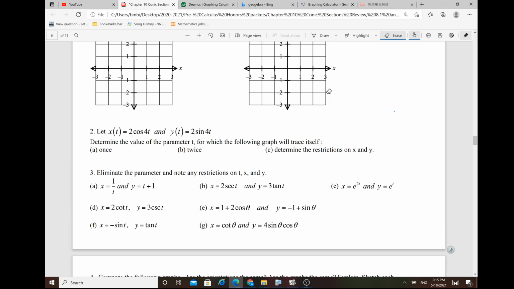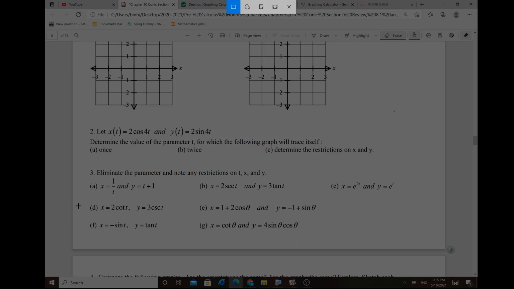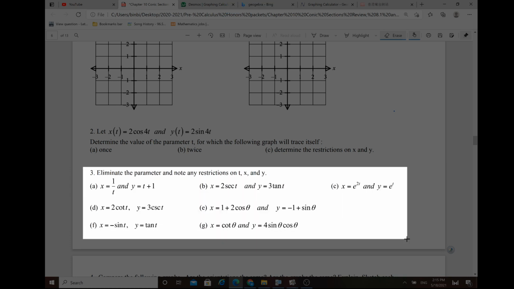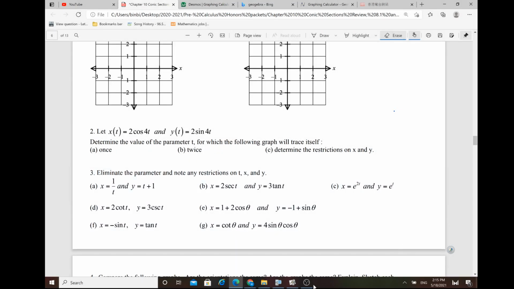So number 3. Okay, number 3, the first one is quite similar. So x is already done, solve for t in terms of x, and put it into y. Okay, so we'll do some of this. And again, the restricted value, you can just verify them by using the t table, or the t, x, y table.